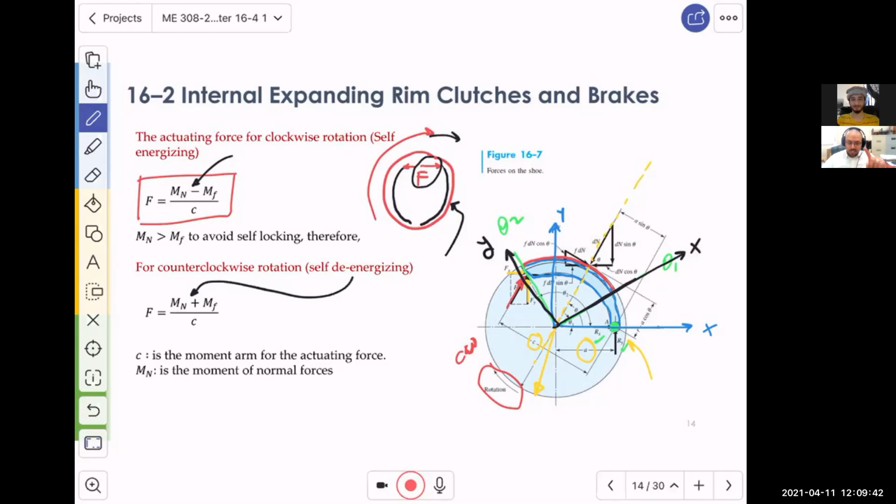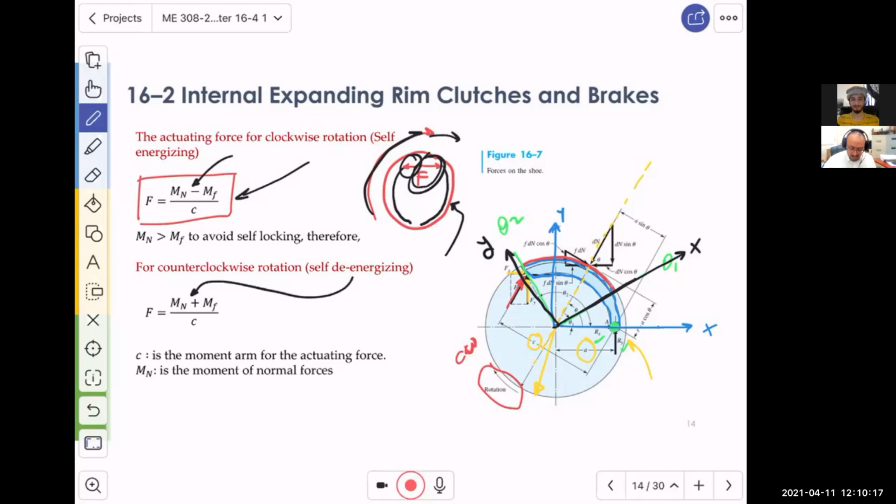Why? Because the rotation of the disc is the same. If it is clockwise, it's clockwise. But the right shoe has the actuation going in the direction of the rotation, helping it out, and thus becomes what? Self-energizing. But a clockwise rotation with respect to the left shoe, where the force is applied on the left, will cause it to be in a self-de-energizing condition.